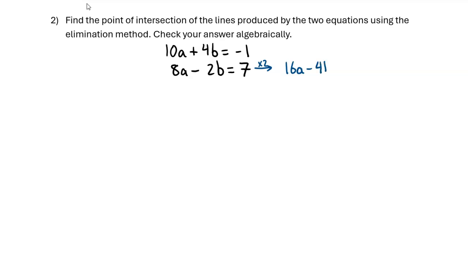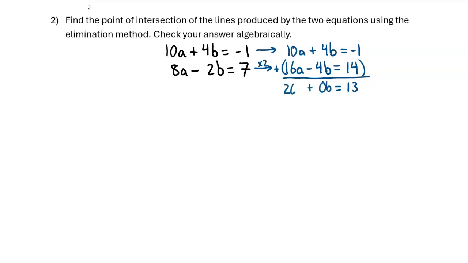So that's going to give me 16a minus 4b equals 14. I'm going to bring the first equation over, keep it the same. And so now what you can see is I have a 4 in front of the b, and then in the second equation I have a -4 in front of the b. So because of that, I'm going to add the two equations, 10a plus 16a, the 4b plus -4b, and the -1 plus 14. And so what I get when I add all those together, I get 26a equals 13.